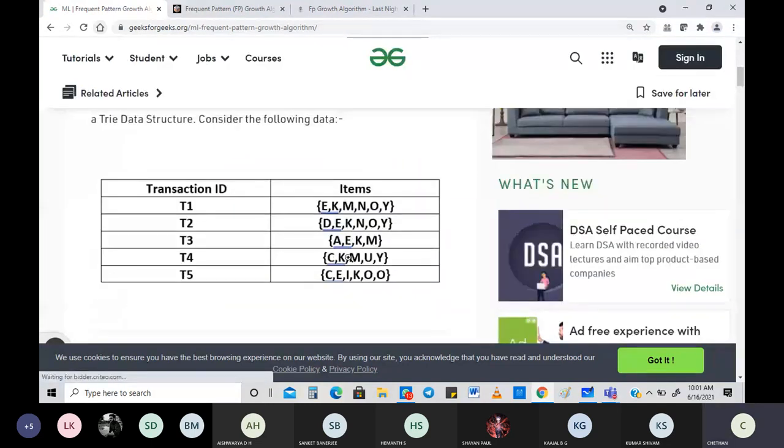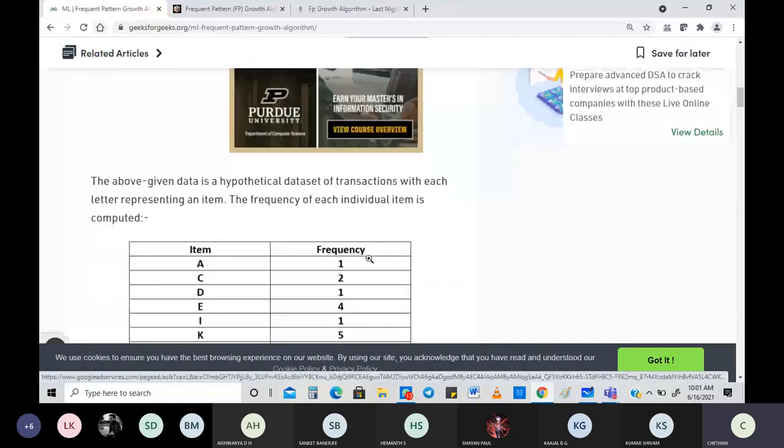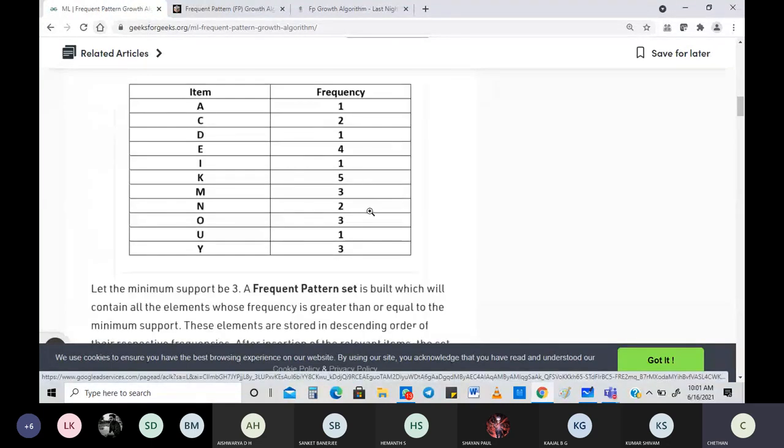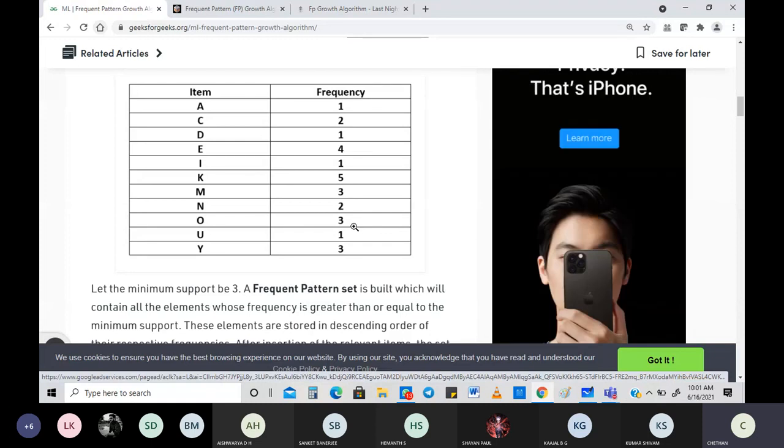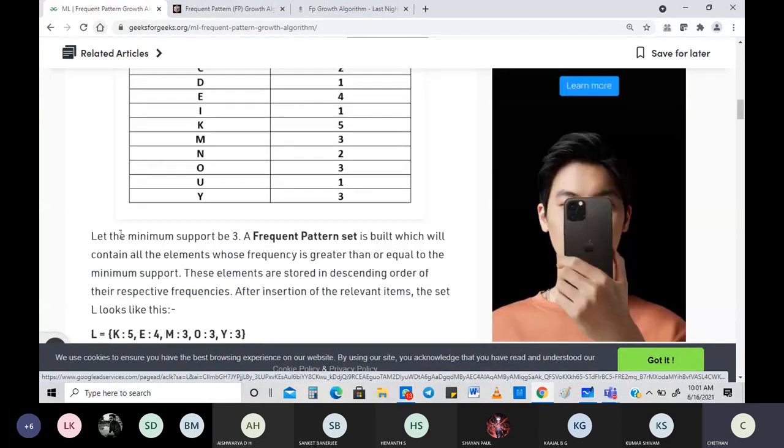Then what we did, we put all those things in the form of decreasing order. But before we put that into decreasing order, we did one more thing. What is that one more thing? We saw what the minimum support was. The minimum support was equal to 3. Because the minimum support was equal to 3, we selected only those which had a frequency of 3 or more than 3. Only those we selected, and we put everything in descending order of their respective frequencies.